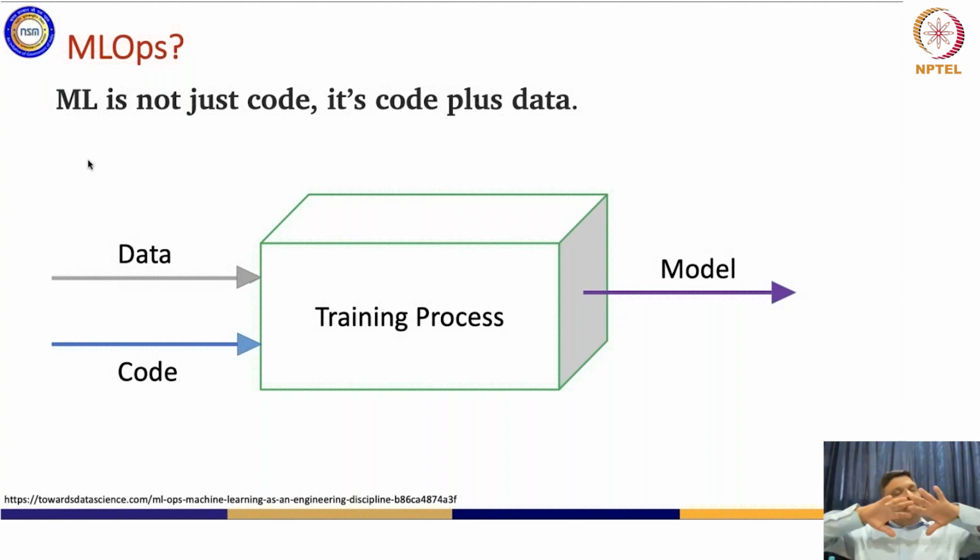Now there is a very basic, vast difference between the way in which ML projects are managed and operated vis-a-vis a general software project. Why is it different? A machine learning project or a machine learning software is not just code. We should understand that it's code plus data.